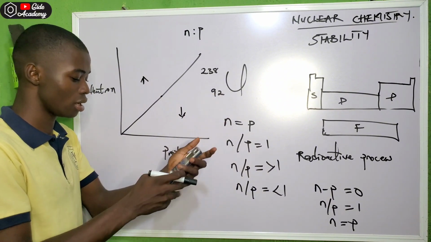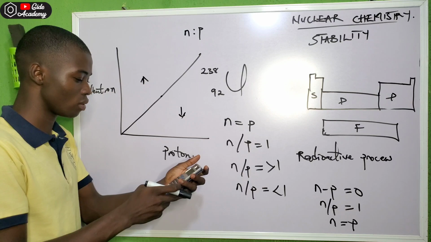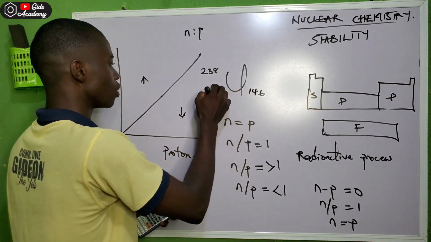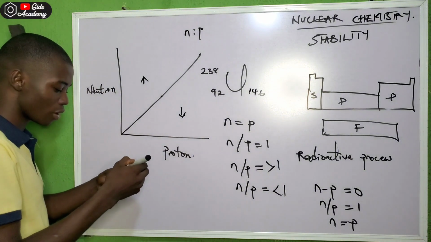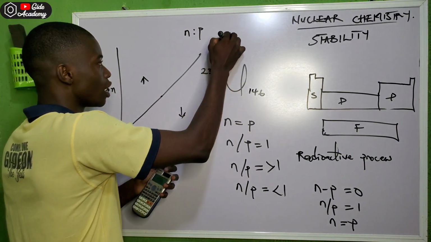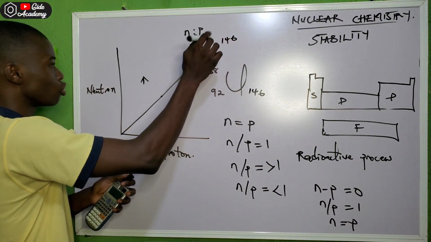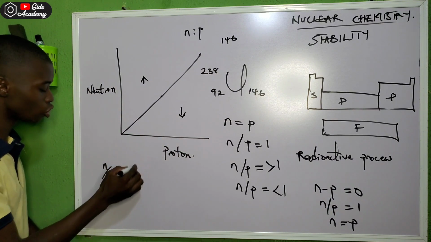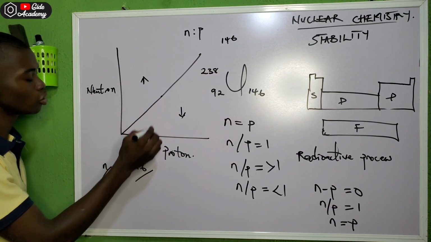Then we have 92. So our neutron number will be 146. Just subtract this from this, and it gives us 146. So 146 is our neutron number. Remember, the formula is neutron all over what? Proton. Our neutron number is 146, and our proton number is 92.